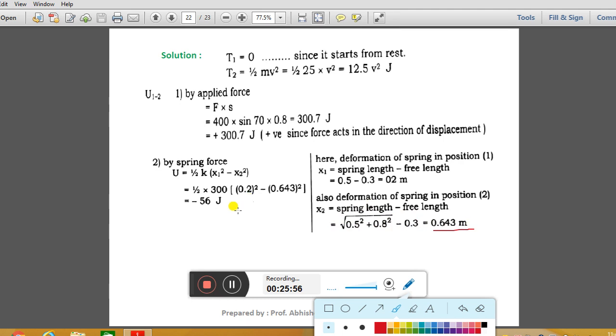So put all the values, and we can find the work done by the spring force. Mention the unit, of course it is joule.